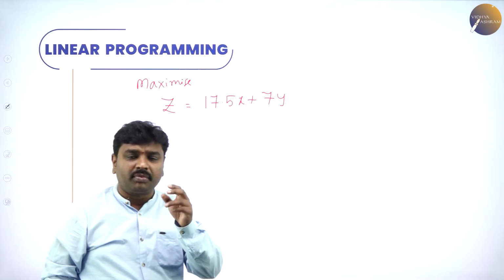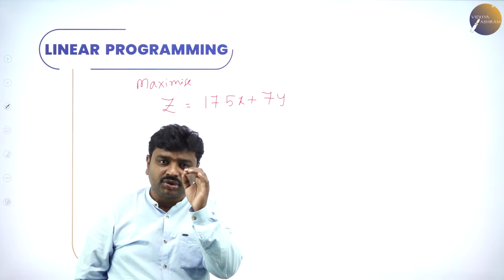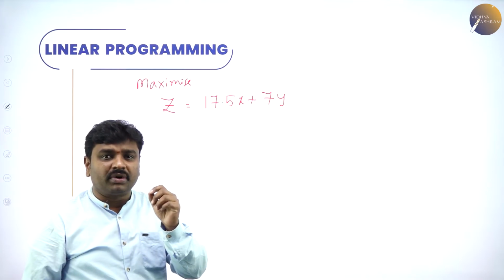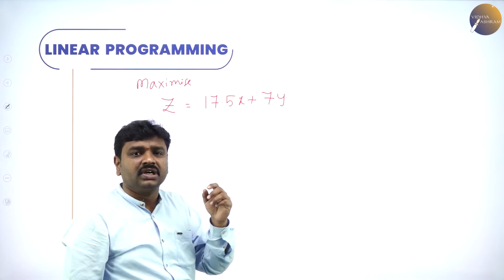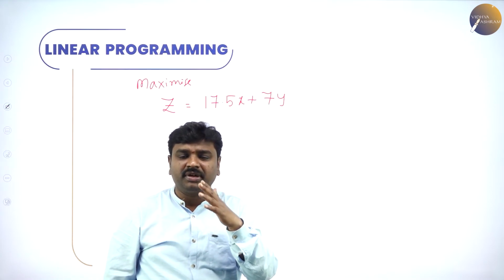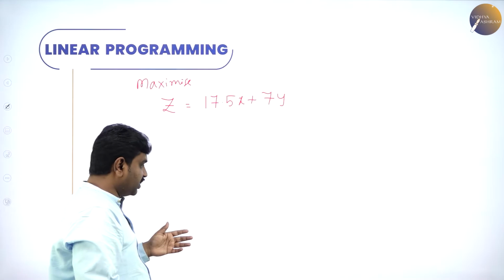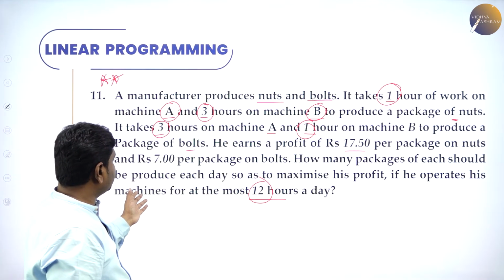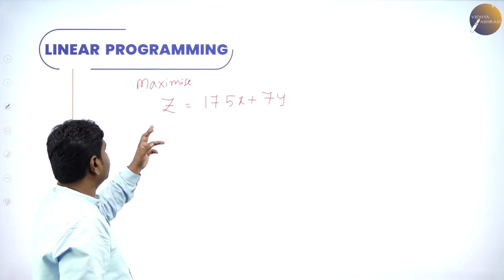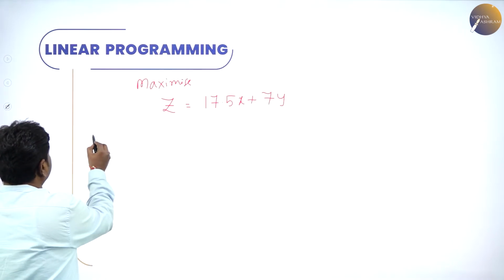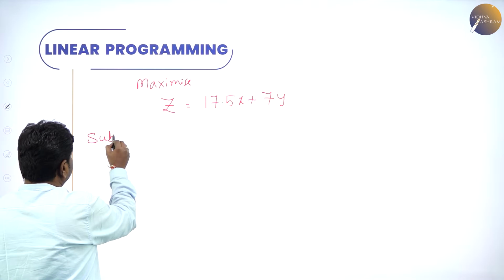This is the total profit which we need to maximize. If you want to solve any LPP, first you should formulate. To formulate, first you should write the objective function. This is the objective function. What is the objective function? A function which we need to maximize or minimize. Here, when you read the question, they mentioned maximize the profit. So I am maximizing profit. And subject to what conditions?